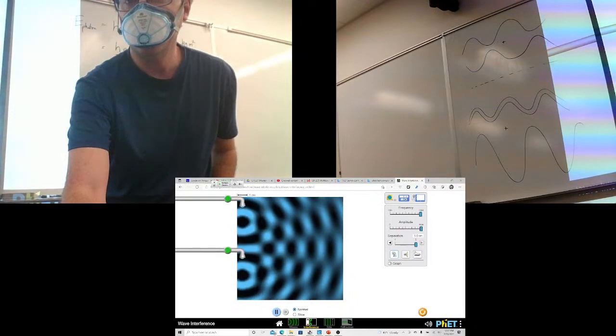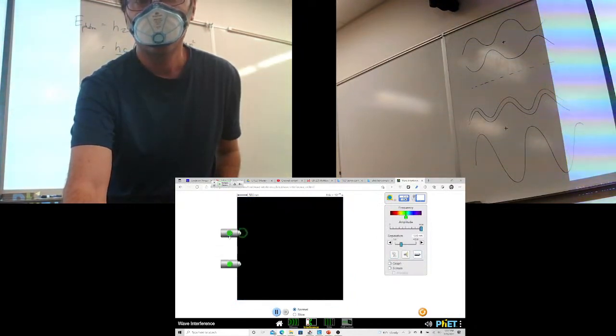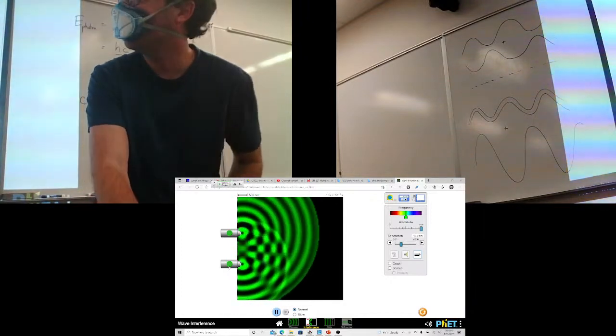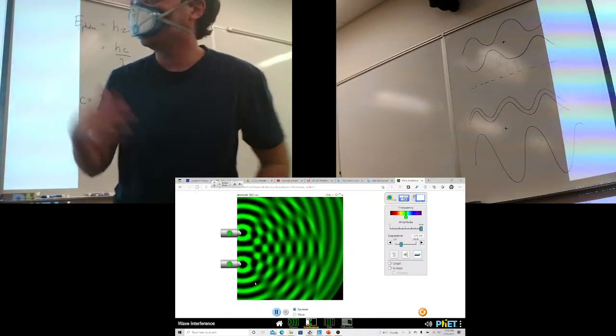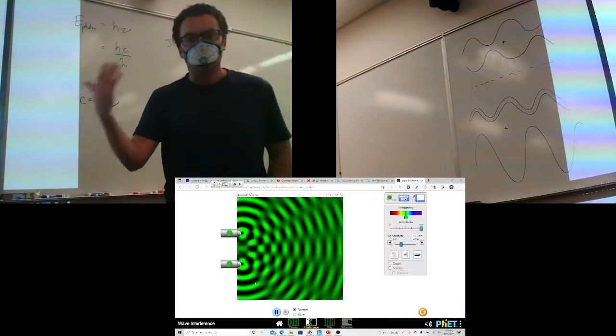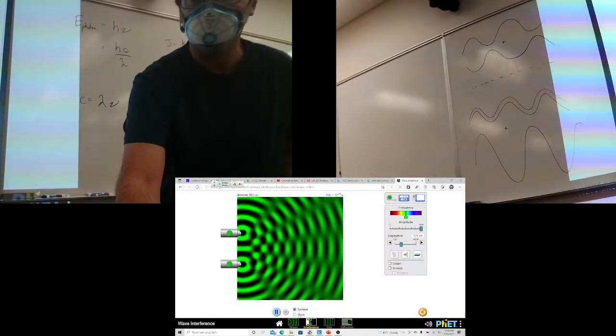And trust me, if you do the same thing with lasers or light, it does the same thing. I mean, this is a computer simulation, but it does the same thing. So this is one of the reasons why we can treat light as a wave, because it behaves similar to the way water waves work.